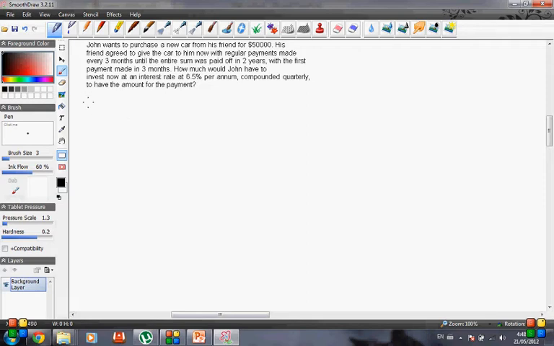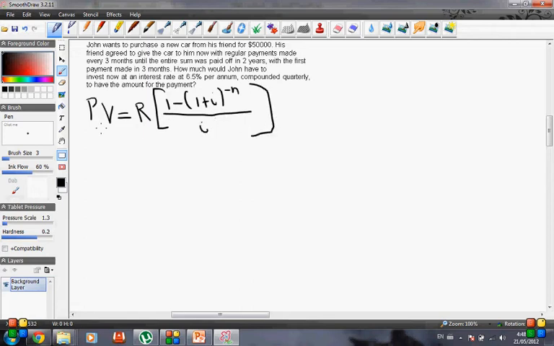So first of all, let's write down our formula for present value, which is PV, present value, is equal to R bracket 1 minus 1 plus I, the power of negative n, divided by I. As yet, we do not know our present value. We're trying to figure out how much John has to invest. But we can figure out our R value. So we know that he has to make payments every 3 months for a period of 2 years, which means he has to make 8 payments in total.